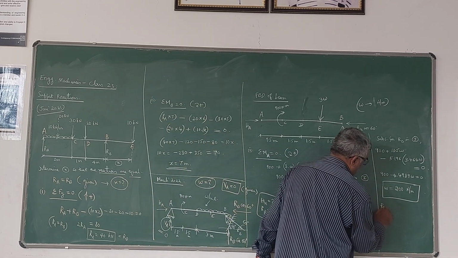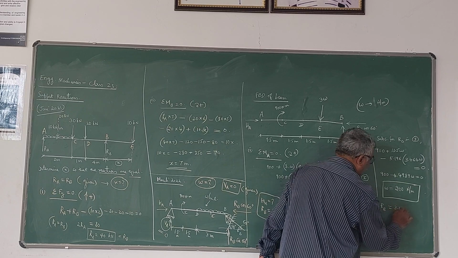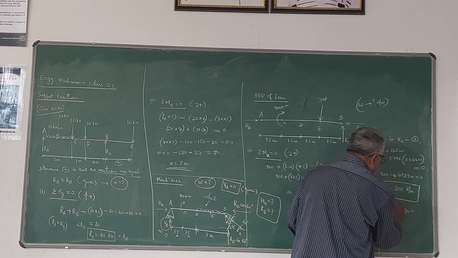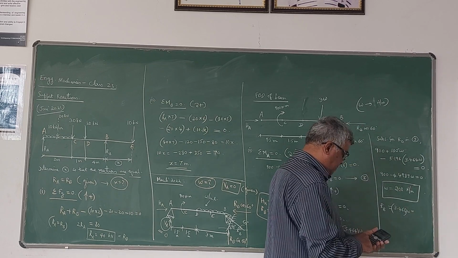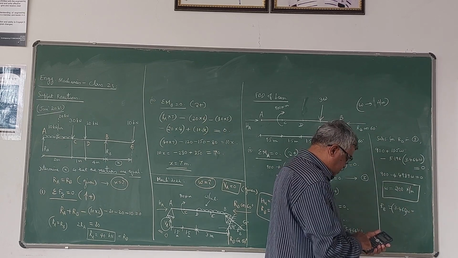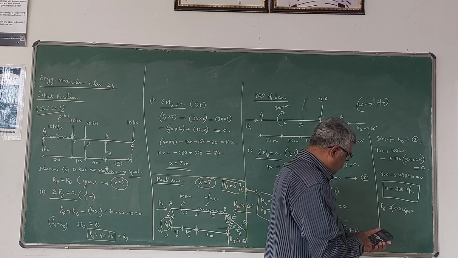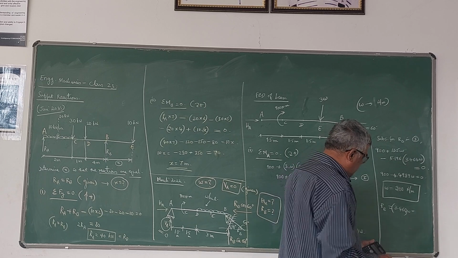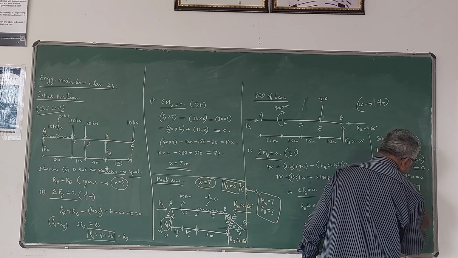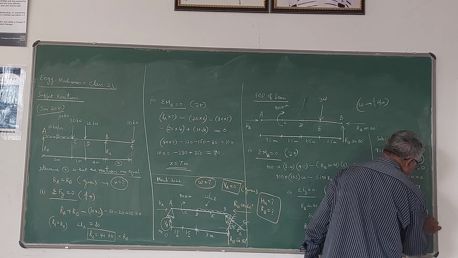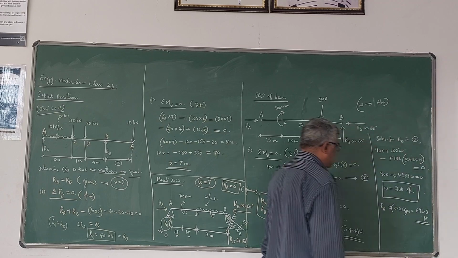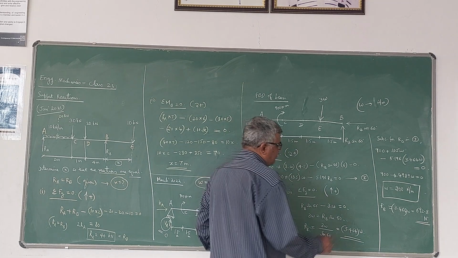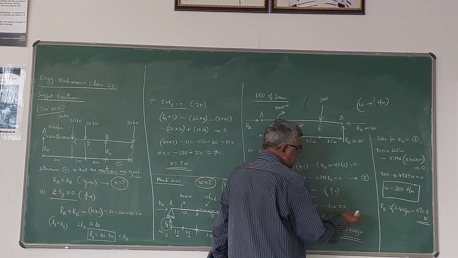Once you get the value of W, you can find the reaction RB. RB is 3.464 times W, which is 3.464 into 200, which is 692.8 Newton. So that is the reaction at B.